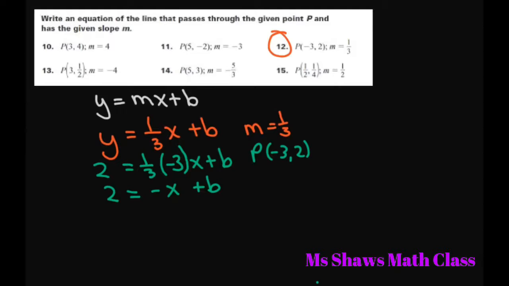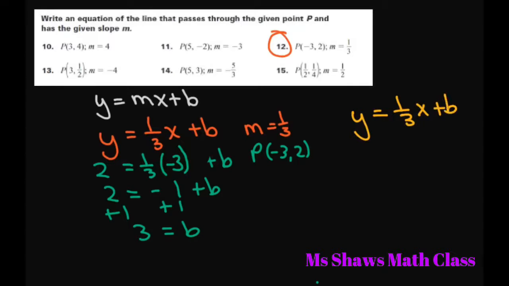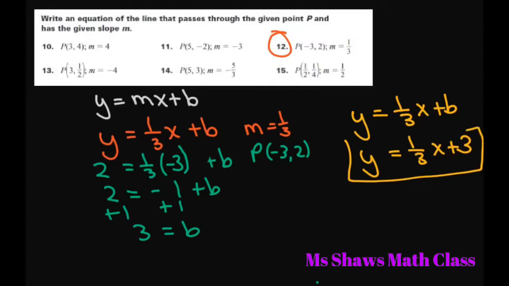So there wasn't an x here. Sorry about that. So that's negative 1 plus b. Add 1 to both sides. So you get 3 equals b. Then we substitute back in. We write our equation y equals 1/3 x plus b. And substitute in your b. y equals 1/3 x plus 3. And that's your final answer. All right, the next one.